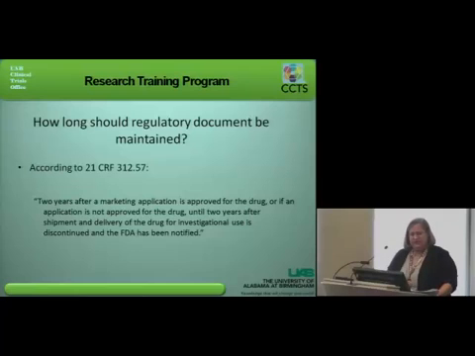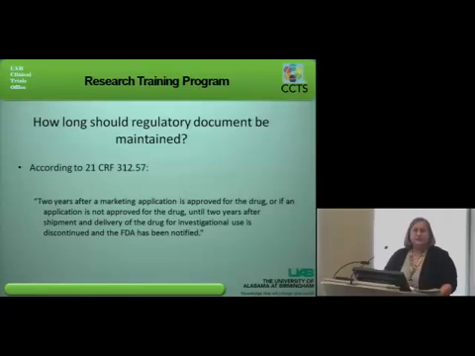It's going to be 2 years after a marketing application is approved for the drug, or if an application is not approved for the drug, until 2 years after the shipment and delivery of the drug for investigational use is discontinued and the FDA has been notified. So then again, back to the slide we had in the beginning, how long do you really keep those documents? Check with your sponsor.